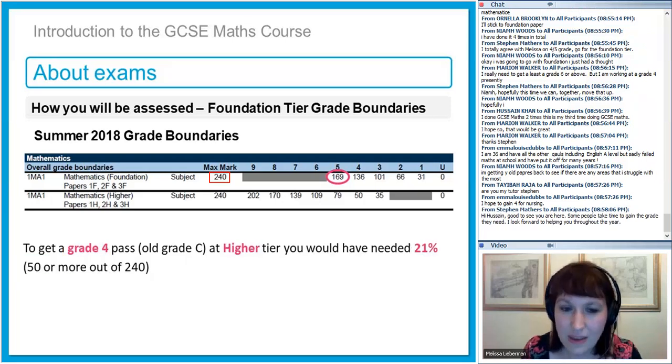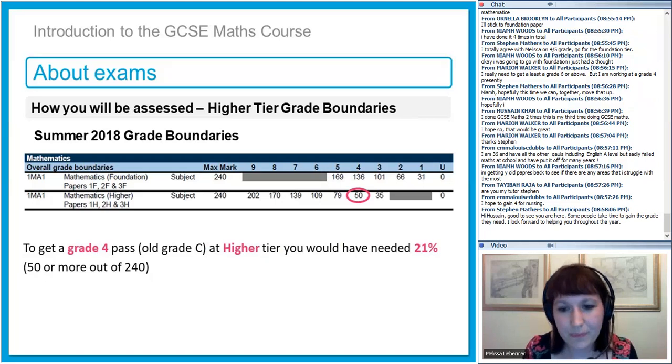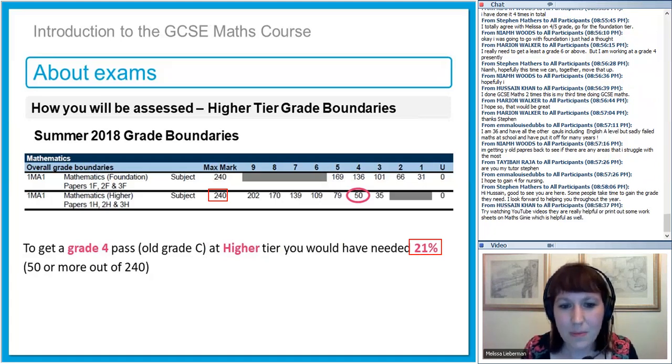If you'd done the higher tier in that same year, you would only have needed 50, which is 21%, 50 out of 240. The reason for the much lower mark is because it's just a much more difficult paper, and there are more challenging questions on there. So to get a grade 4 on that paper, you would only need 50 altogether across the 3 papers. So that's a total of 50 on the 3 papers, 21%, grade C.